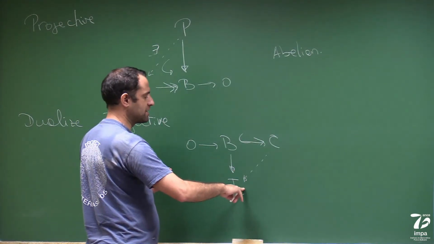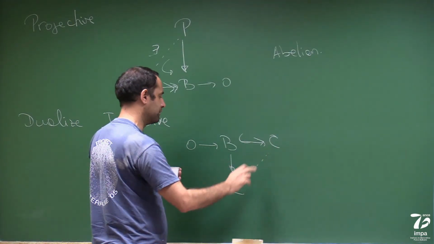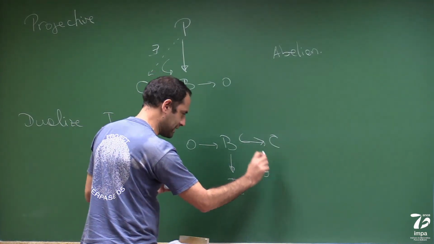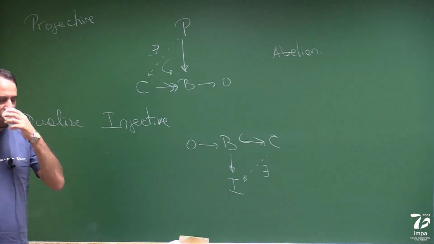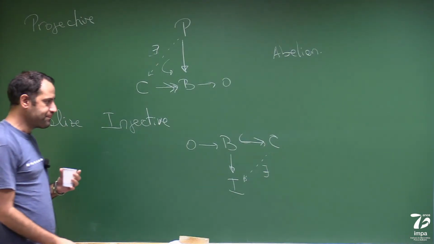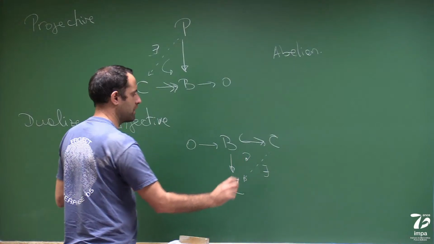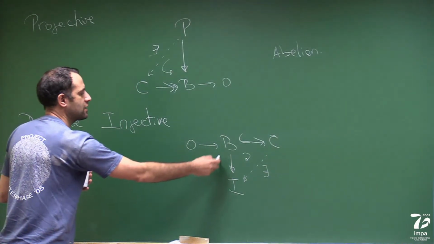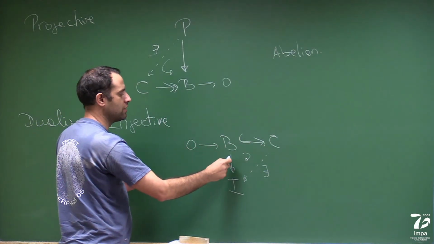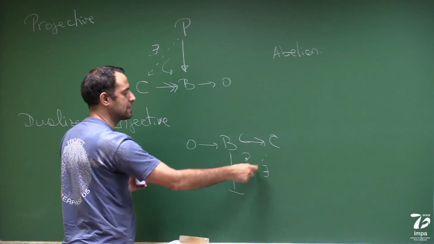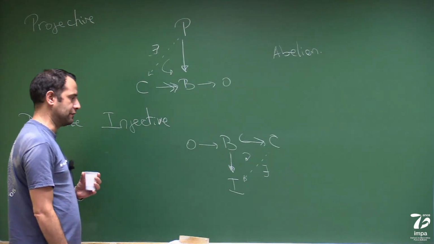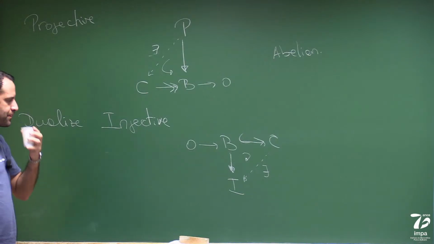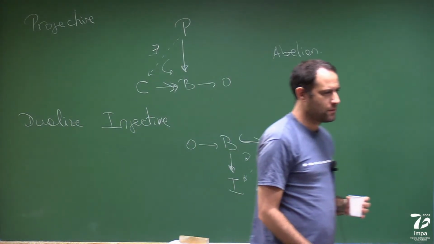So I can always map from here to here. Well, let's just say that this map exists and is unique. Exists and is not necessarily unique. So this is going to be a commutative diagram. So an object I satisfying this condition, that for every injection you can find this map here, is called injective.